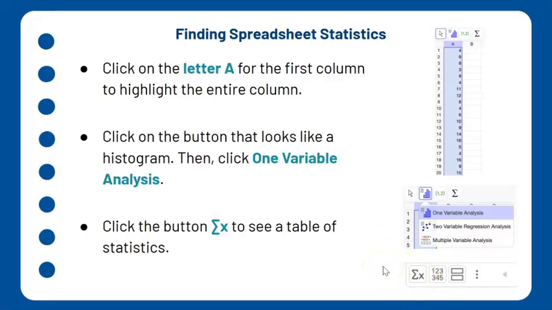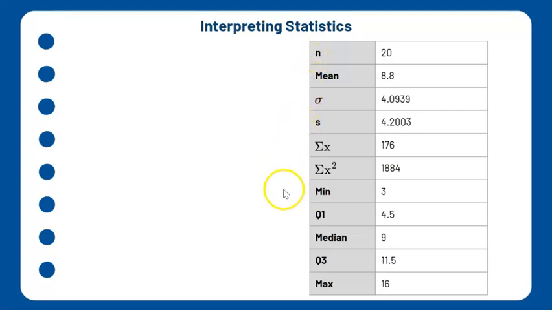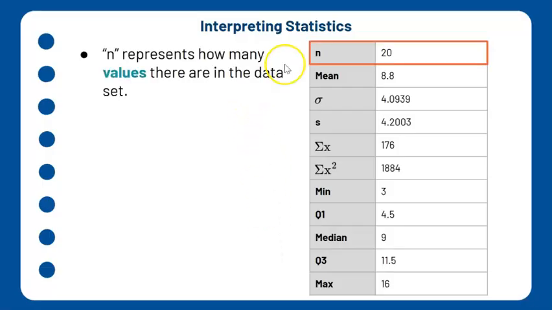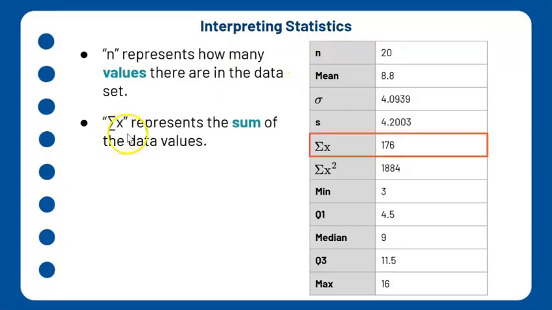Let's look at what this table would look like for the library dataset. The table generated by GeoGebra provides many statistics. Some of these statistics will be discussed in further detail in future high school courses. For now, there are a few important rows that we want to emphasize to support our current study of statistics. N represents how many values there are in the dataset. Sigma X represents the sum of the data values.